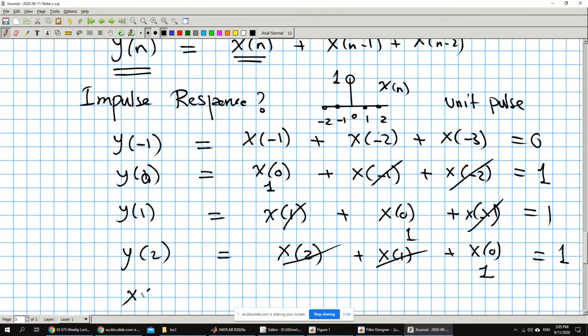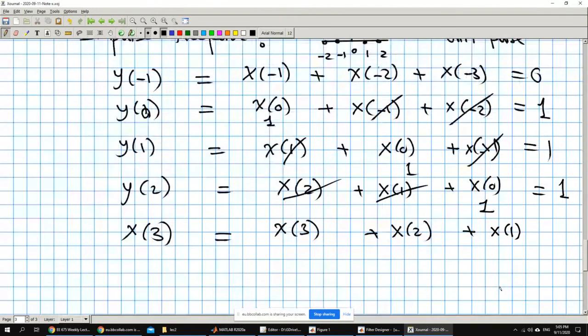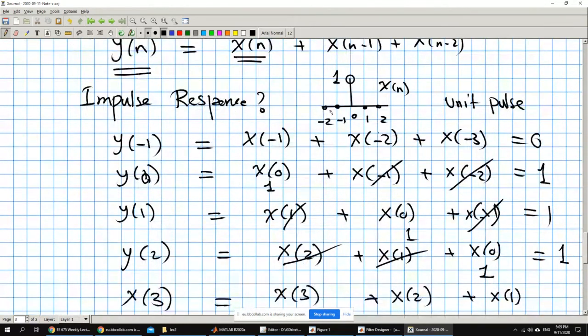How about y of 3 and anything after that? Here you're going to have x of 3, x of 2, plus x of 1. Are any of these non-zero? Basically, x of n is 0 anywhere after 0. It's only 1 at 0. So any value of x of n after 0, at 1, 2, 3, 4, any positive number, or any negative number, will be 0. So the output here will be 0, and will continue to be 0.